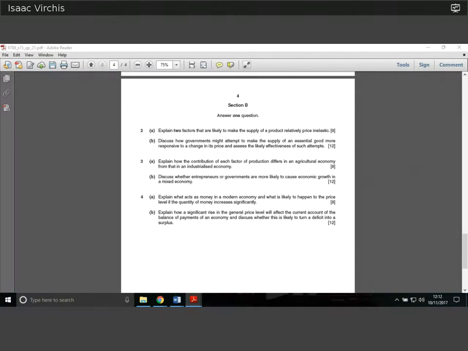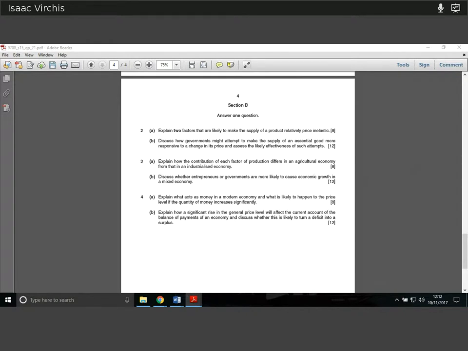The second part of the question is asking what is likely to happen to the price level if the quantity of money increases significantly. So now we've got to think about the quantity theory of money. You want to think about money supply. So what happens? Well, we have inflation when we increase money supply. Clearly, an increase in money is going to push up the general price level in the economy. But that's just one part. So this clear inflation result is really important to think about, and that's going to be a nice two marks.